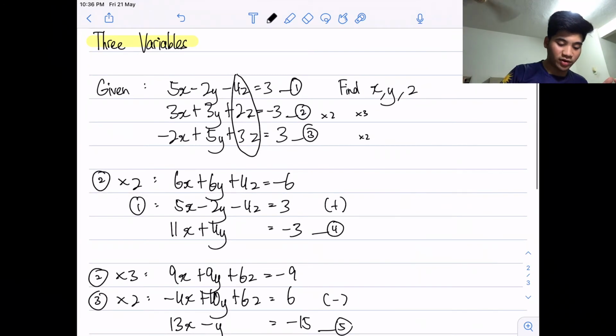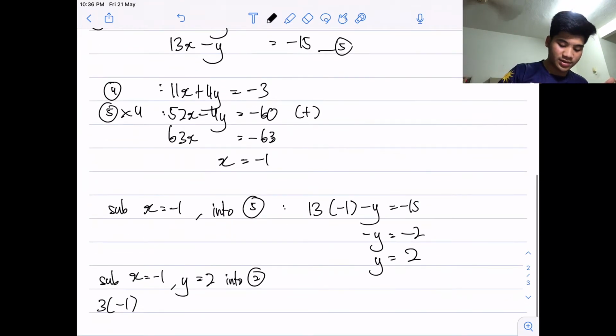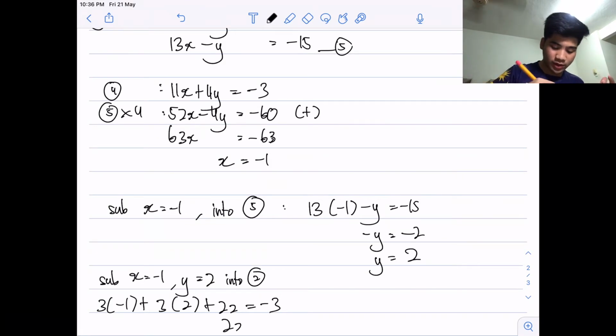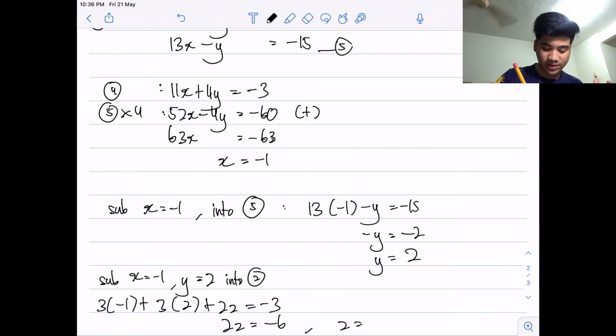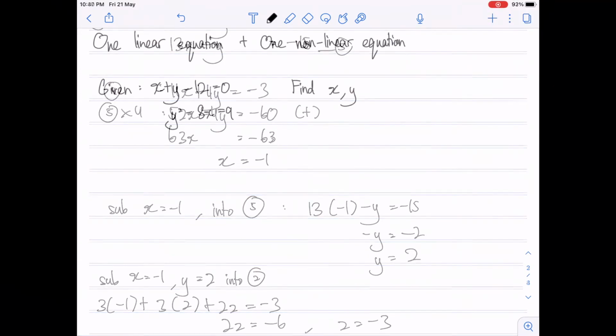What was it again? 3(-1) plus 3(2) plus 2z equals -3. So I'm just going to do this quickly. 2z equals -3, 6, 3, bring over there. You're going to get 2z equals -6. And therefore, we're going to get the answer z equals -3. Simple way, quickly, that's how we're going to do systems of equations.